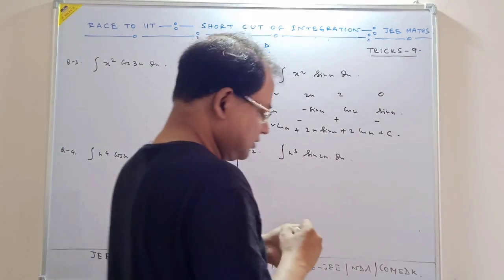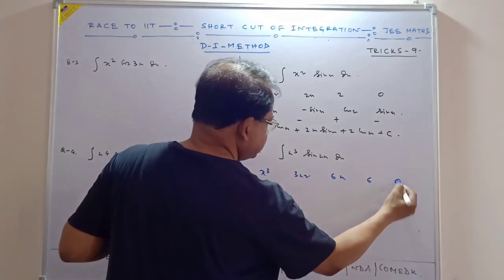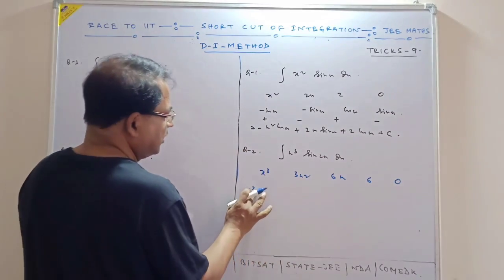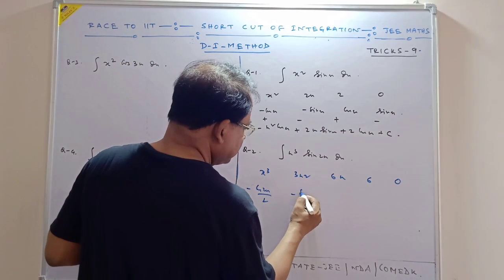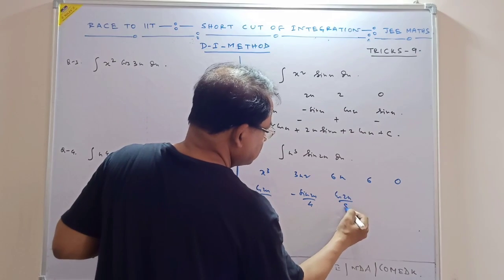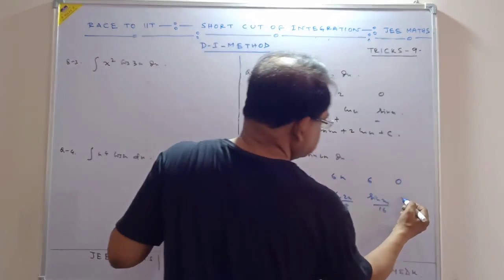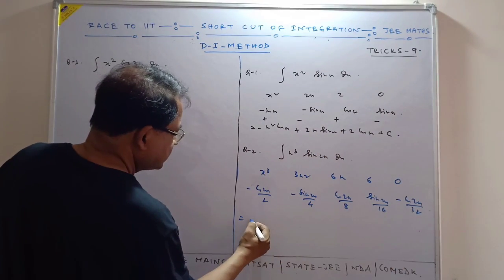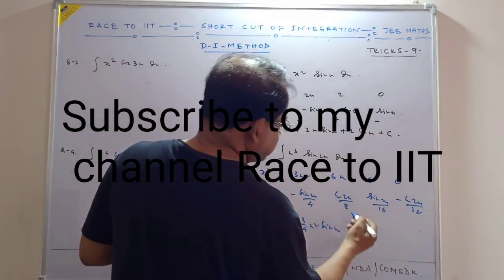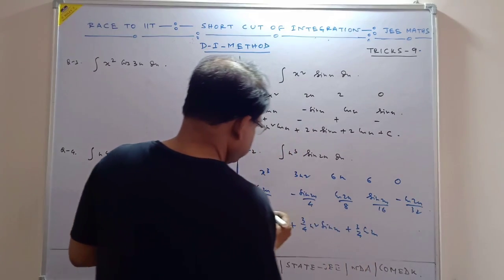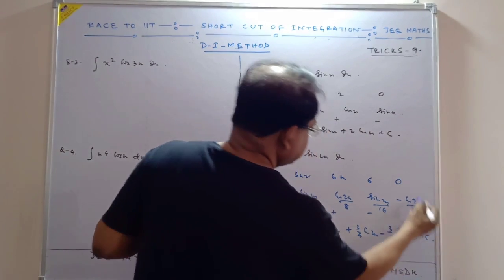Same way, suppose you get this: x cube, its derivatives are 3x square, 6x, 6, and then 0, with sin 2x. Integral of sin 2x is minus cos 2x by 2. Then minus sin 2x by 4, then cos 2x by 8, then sin 2x by 16, then minus cos 2x by 32. So that is minus x cube cos 2x by 2, plus 3 by 4 x square sin 2x, plus 6 by 8, so 3 by 4 x cos 2x, minus 6 by 16, so minus 3 by 8 sin 2x plus c. The last is zero.